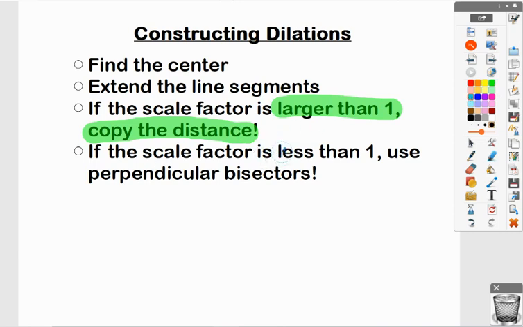If the scale factor is less than 1, let's say it's 1/2 or 1/4, you're going to be using perpendicular bisectors to cut those distances in half. So make sure that your image is larger than the original if your scale factor is bigger than 1, or smaller than the original if your scale factor is less than 1.